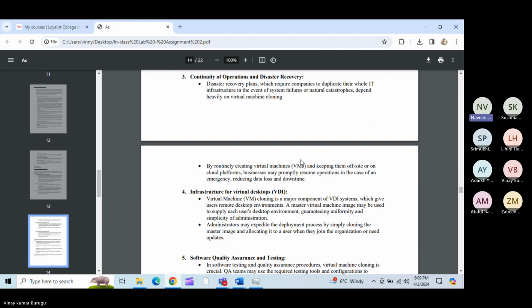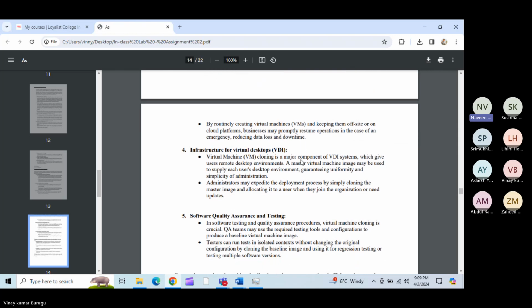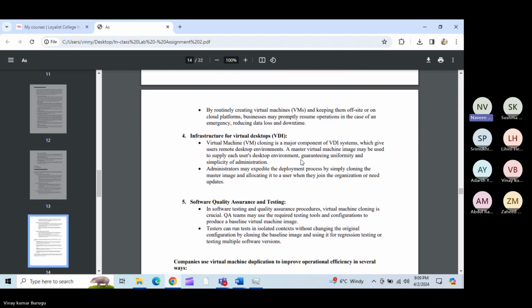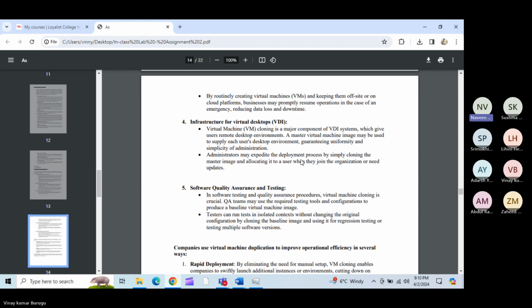And the fourth one is about virtual desktop infrastructure. It creates a virtual desktop infrastructure which provides users with remote desktop environments. This approach also saves time, eliminating the need to set up individual desktop environments for the user from scratch.